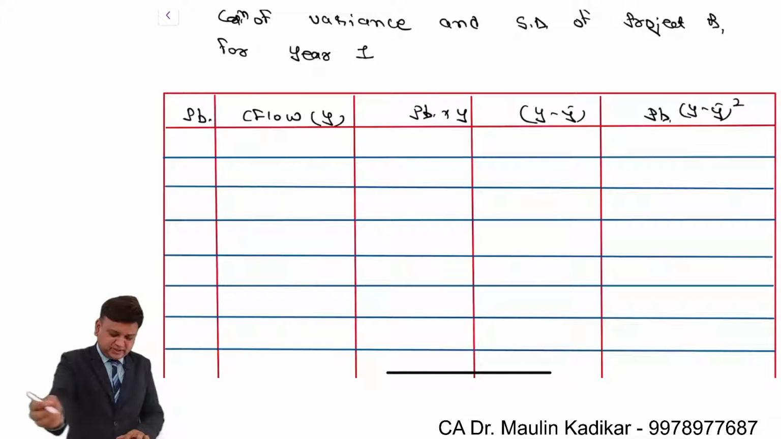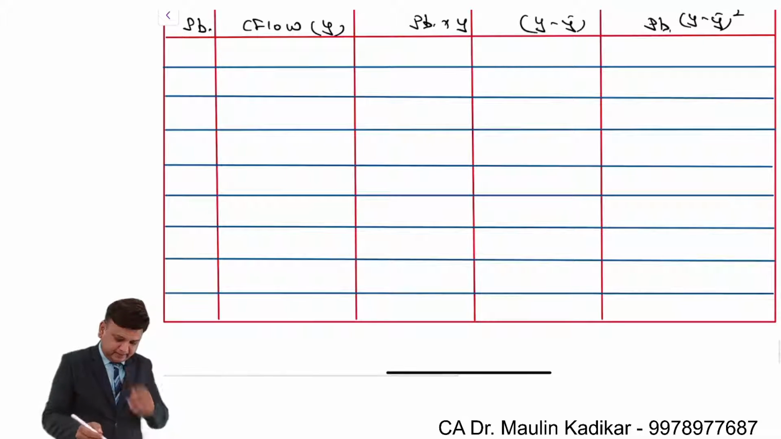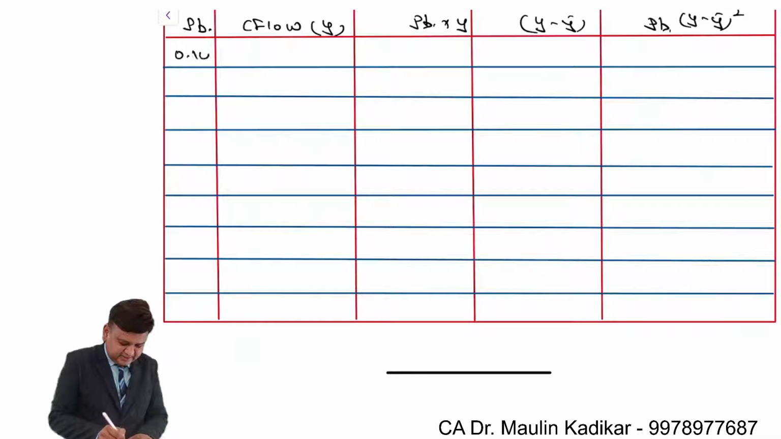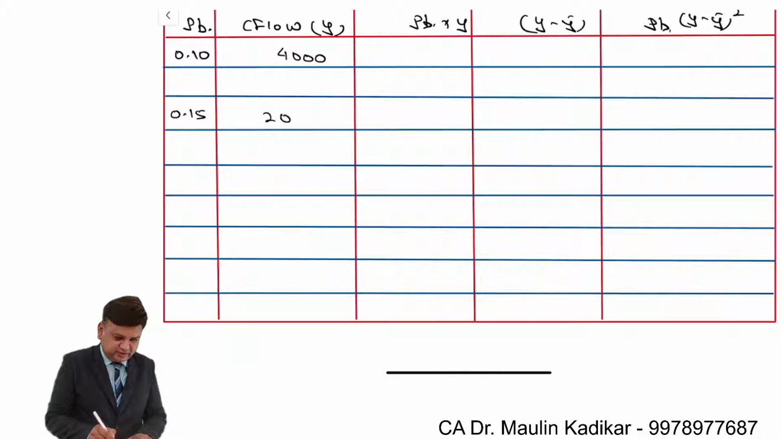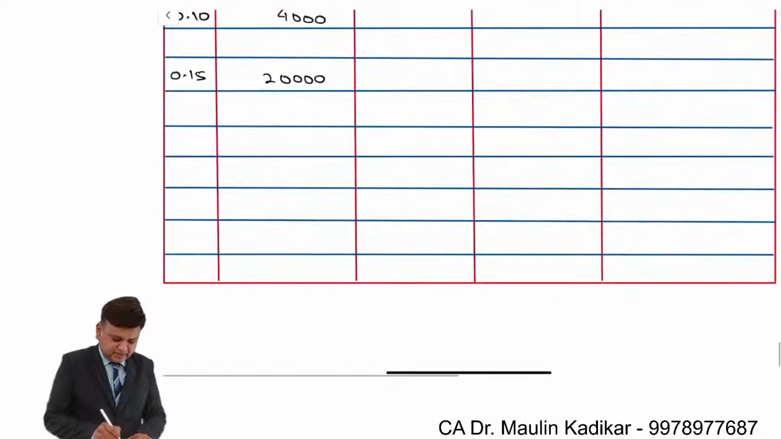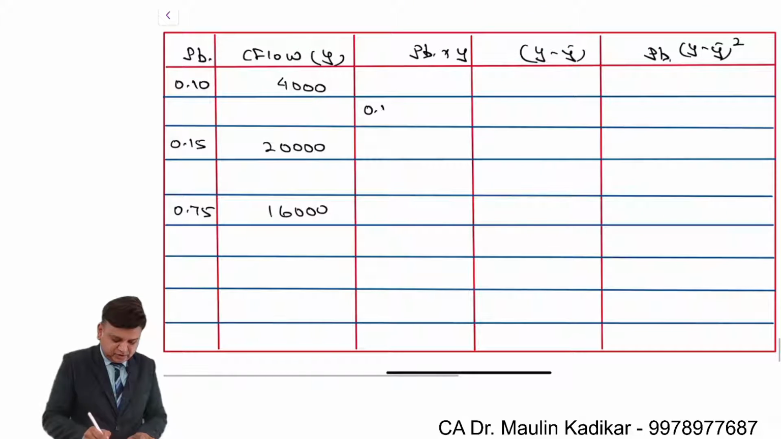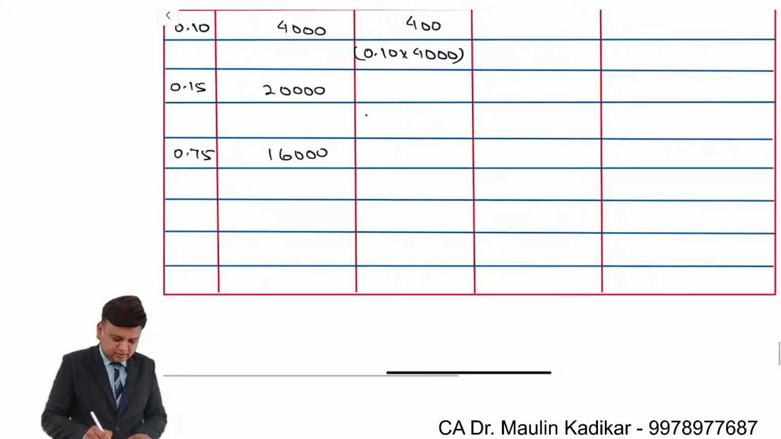So let us see how to do the answer for project B. So in that case, there are 10% chances cash flow will be 4,000. There are 15% chances cash flow will be 20,000. 75% chances cash flow will be 16,000. So 10% into 4,000, that comes to 400. 15% chances it is 20,000.